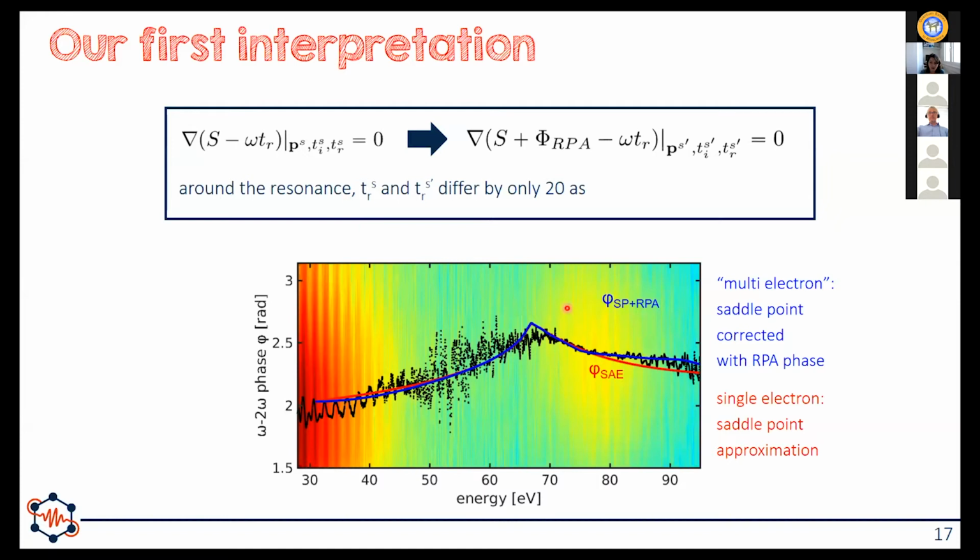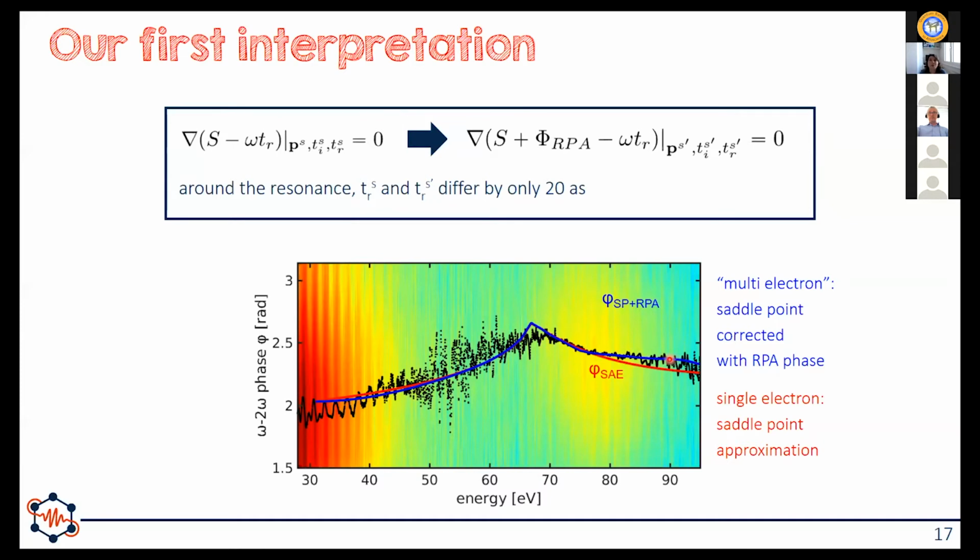Okay, first, I show you here. So this is our experimental result again. Here you have the black curve, which is the experimental one. Here you have basically the single electron saddle point, as I showed you before, in blue. So here I changed the color, it's in red, unfortunately. And then I have the new curve, the new phase, considering the new saddle point obtained with this model that we try to correct with the random phase approximation phase. And you get the blue curve. And this is really overlapped to the experimental results.